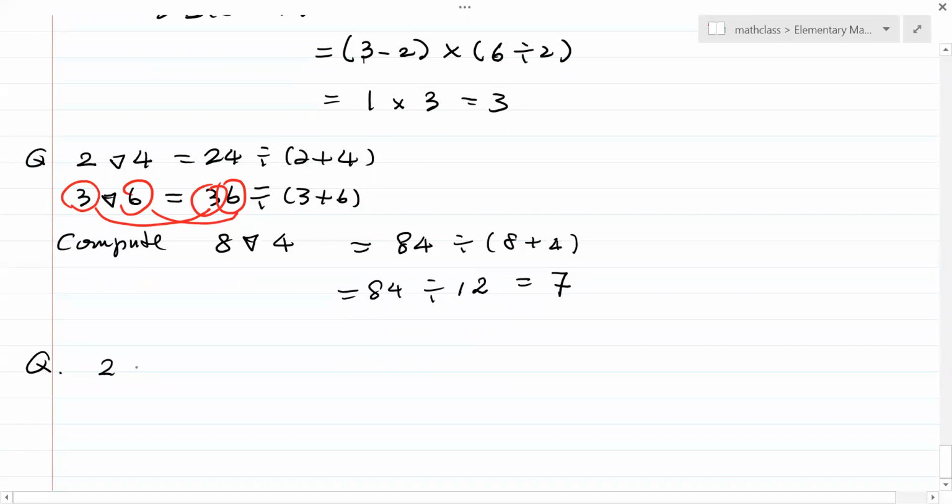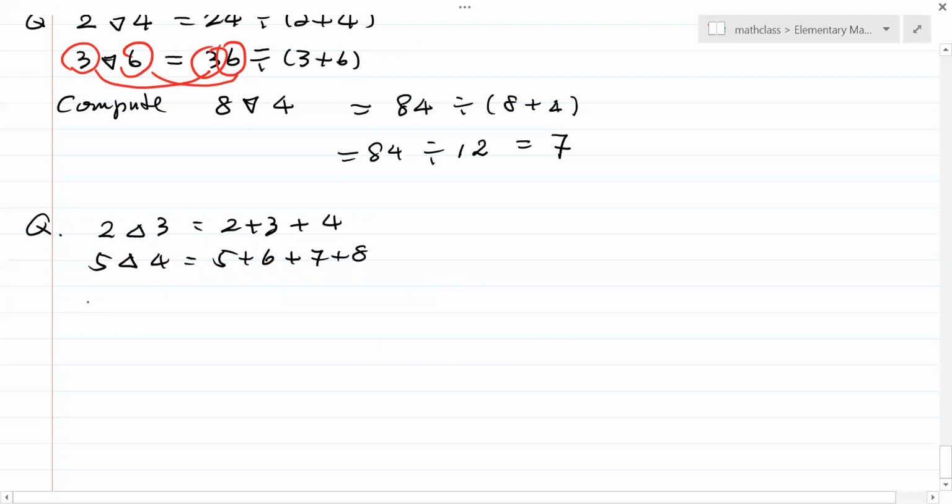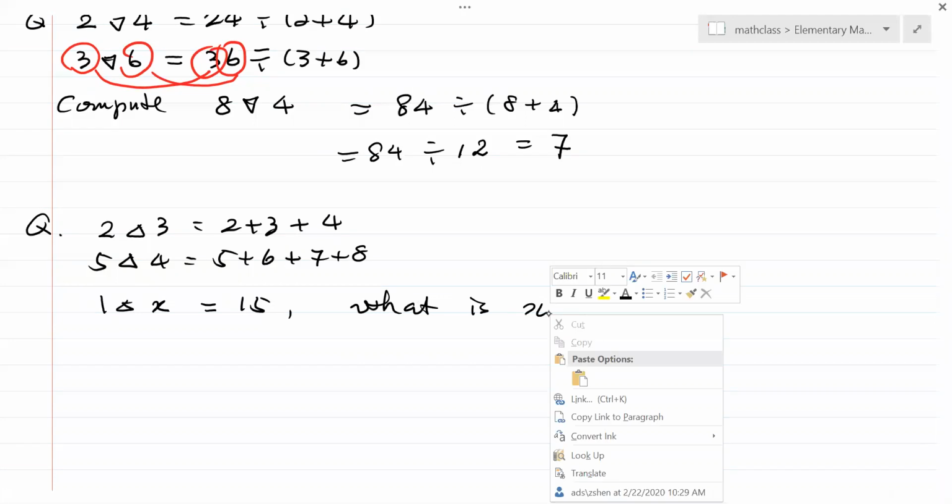All right, let's do one more problem, then we finish. We know that 2 triangle 3 is going to be 2 plus 3 plus 4. Look at the pattern. 5 triangle 4 is 5 plus 6 plus 7 plus 8. Okay, and you are given the following information. 1 triangle X is going to be 15. What is X? That's the mystery number.